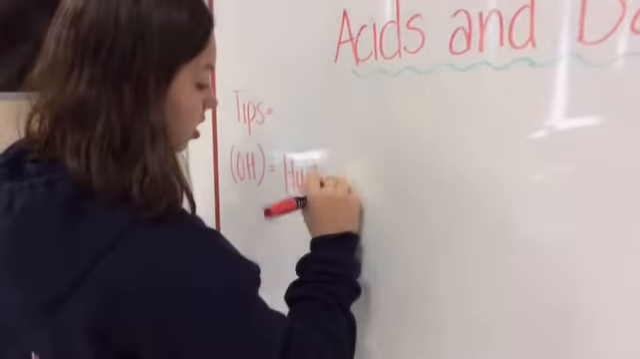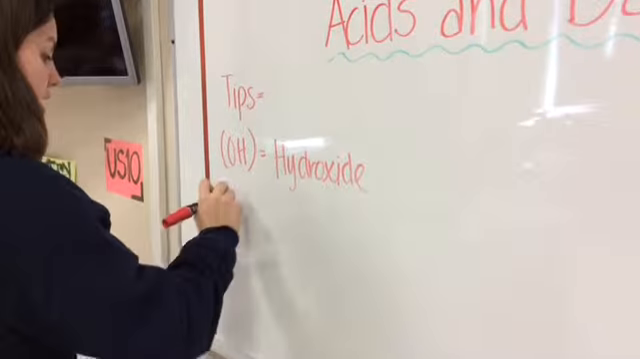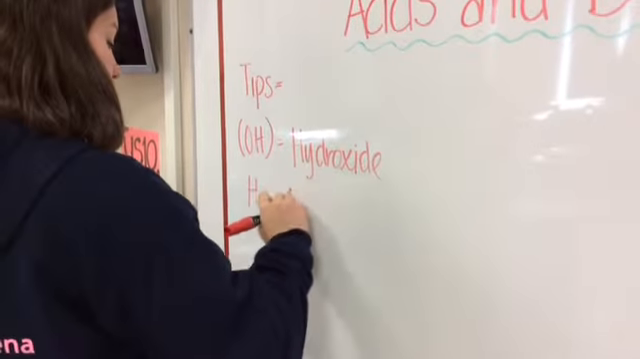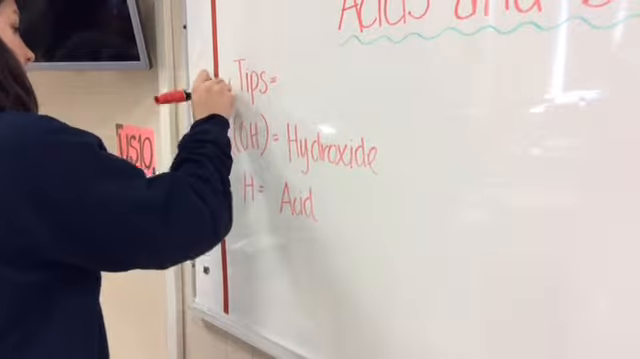Finally, we're going to show you some tips for you to recognize them better. If the formula ends with OH, it will be a base, and the name will end with hydroxide. And if it starts with H, it will be an acid, and you need to recognize which ending it has.